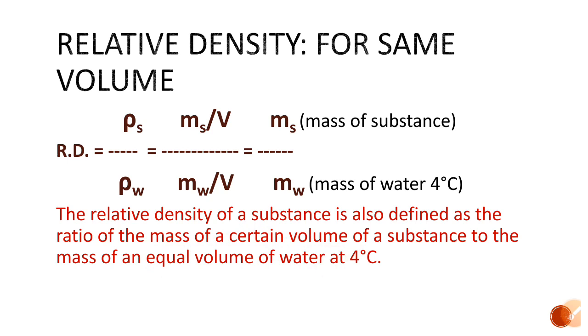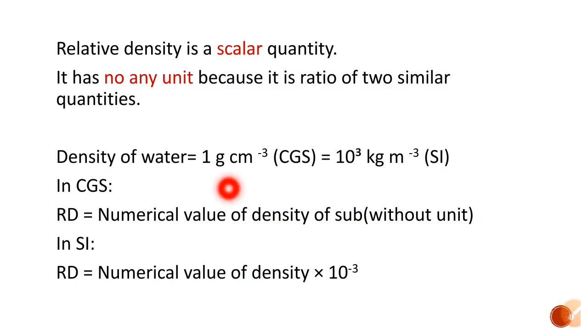Now what will be the unit? See, the relative density is a scalar quantity, and it has no unit because it is a pure ratio of two similar quantities. Two similar quantities, that means two densities: density of a substance divided by density of water. So there is no unit for the relative density. It is a unitless quantity. Okay, it is just a ratio.